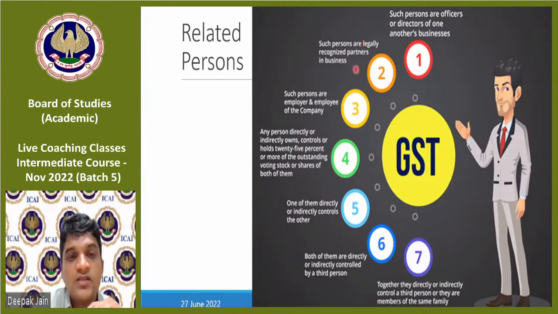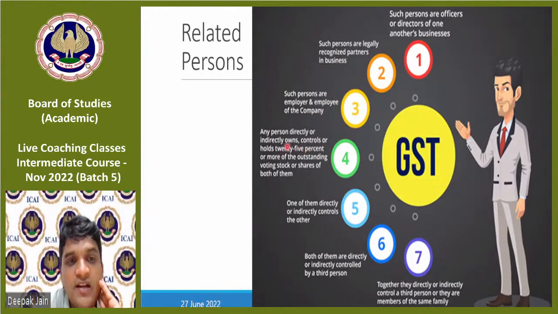Second, such persons are legally recognized partners in business. Legally recognized partners are also treated as related persons. Such persons are employer or employee of the company. So employer and employee are related persons.